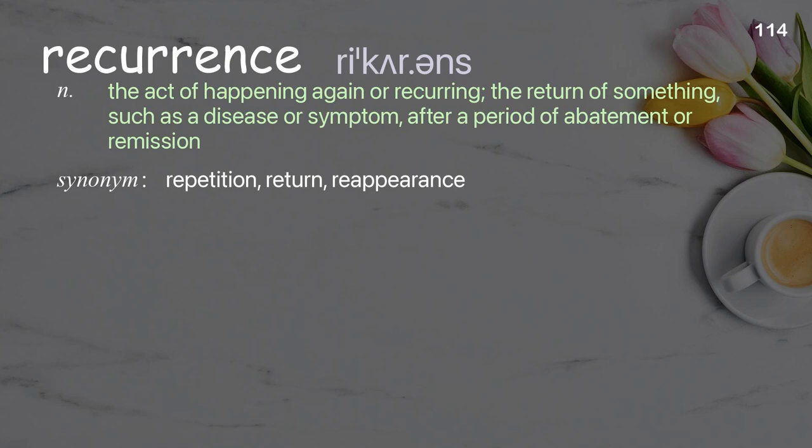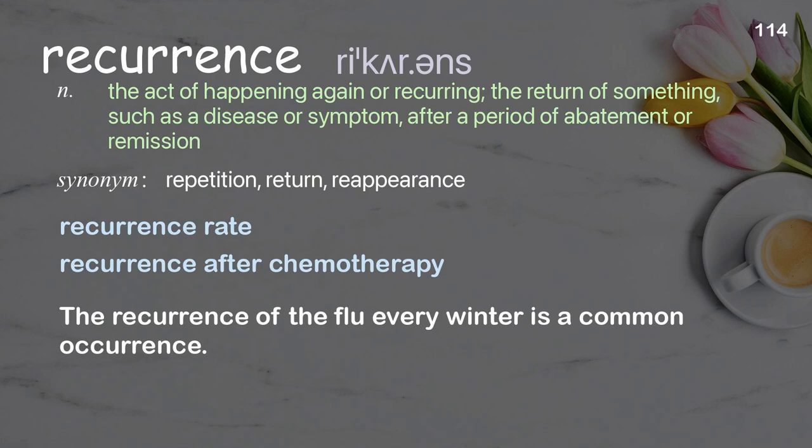Recurrence: the act of happening again or recurring, the return of something, such as a disease or symptom, after a period of abatement or remission. Examples: recurrence rate, recurrence after chemotherapy. The recurrence of the flu every winter is a common occurrence.